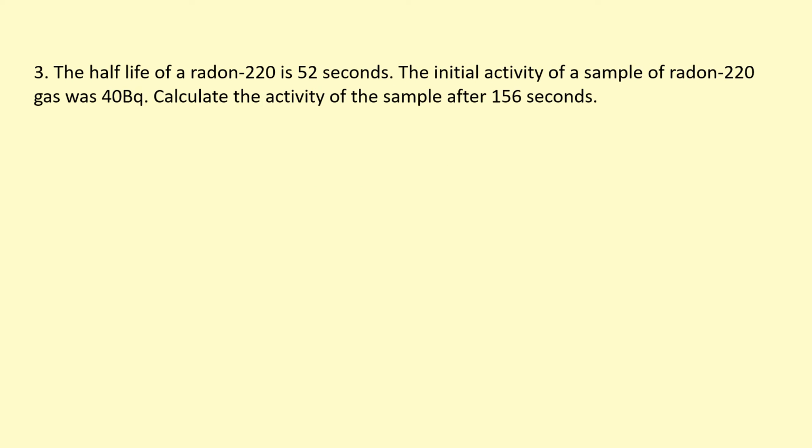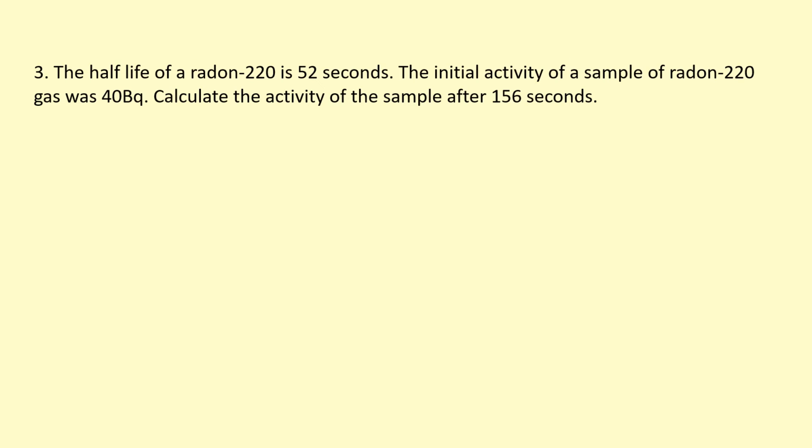Okay, the half-life of radon-220 is 52 seconds. The initial activity of the radon sample was 40 becquerels. Calculate the activity of the sample after 156 seconds. So we know one half-life is the time it takes for the activity of the sample to halve, or basically half of the radioactive isotopes to decay. After one half-life, after 52 seconds, we expect it to be 20 becquerels, and so on.